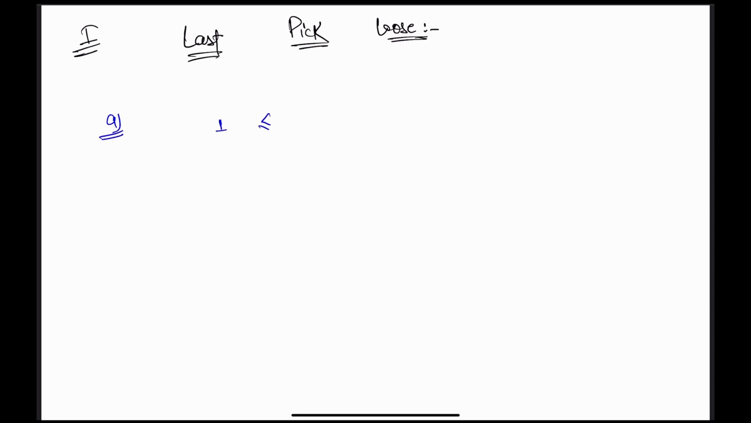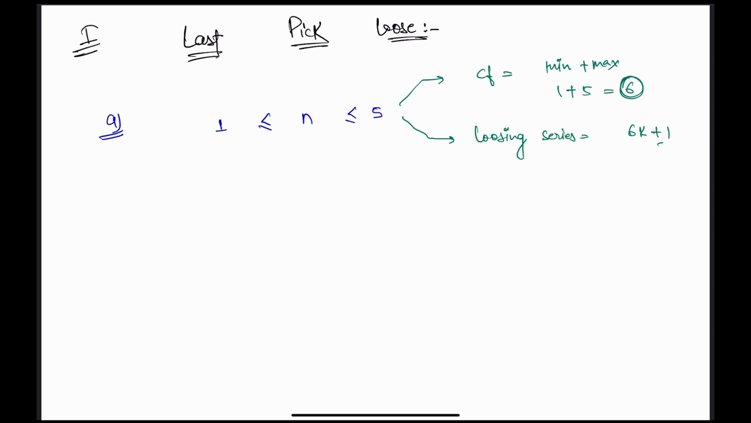If the person has to choose between, suppose, 1 to 5, how are we going to approach this type of question? It will first be approached by CF. CF is nothing but minimum plus maximum. In this case it is 1 plus 5, so CF will be 6. Once we find the CF, the next step is to find the losing series. In this case it is 6k plus 1.